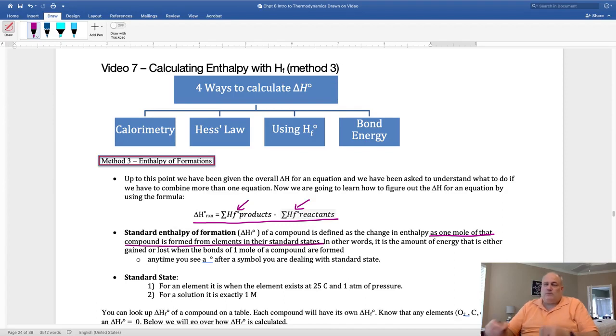In other words, whenever you have a compound that is formed from its elements, either energy is going to be gained or lost when you form 1 mole of it. That is called its heat or its enthalpy of formation.